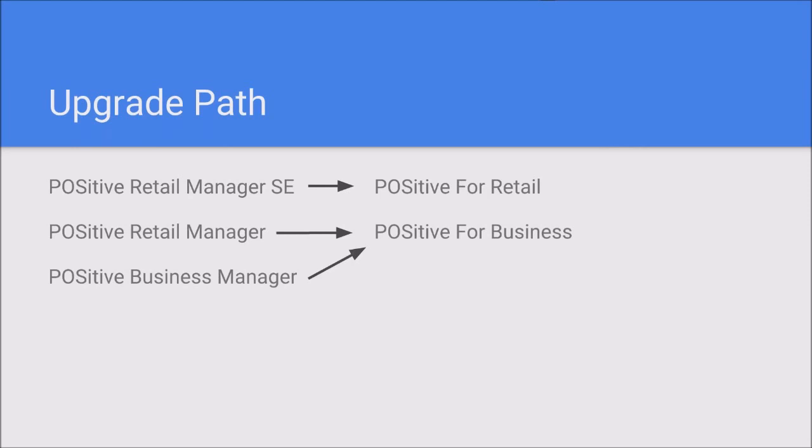If you're upgrading and if you sign up for the Gold subscription, you get free upgrades. Then if you have Positive Retail Manager SE, you'll upgrade to Positive for Retail. And if you have either of the other two products, you'll upgrade to Positive for Business.